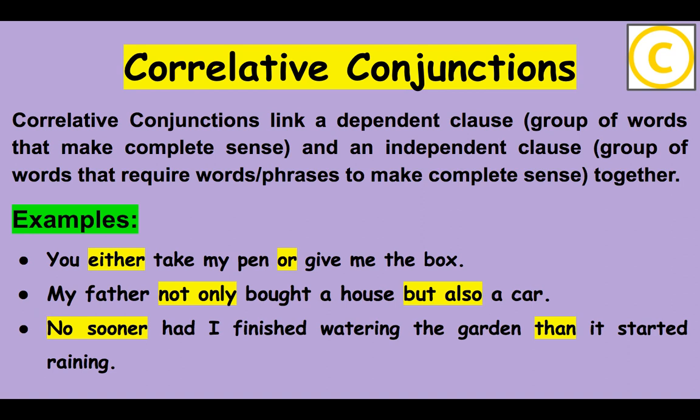The third type of conjunctions, correlative conjunctions. These conjunctions also link a dependent and an independent clause together, but the difference is that they are always used in pairs. Let us look at a few examples. You either take my pen or give me the box. My father not only bought a house but also a car. No sooner had I finished watering the garden than it started raining. So you can see these conjunctions are always used in pairs: either or, not only but also, no sooner than.